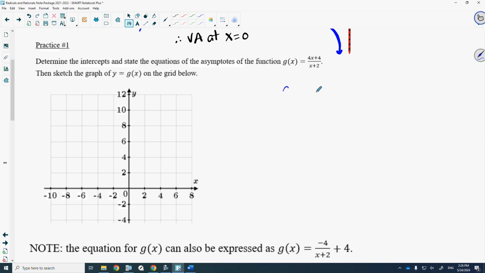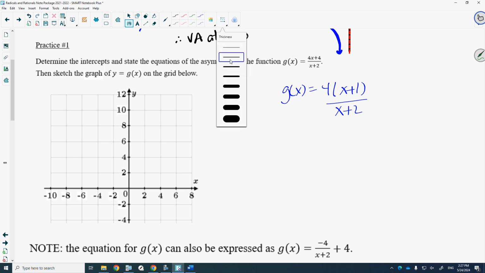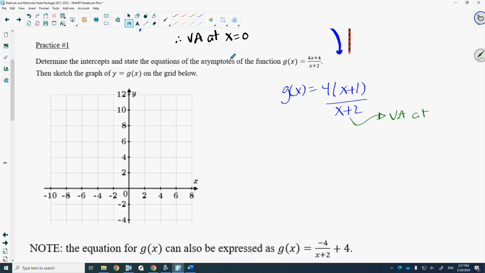So we always want to factor. g of x is equal to 4 times (x plus 1) over (x plus 2). There is no common factor, so we know that there's going to be no hole in the graph and that this is going to be a vertical asymptote. So there's going to be a VA at x is equal to -2. So let's put our VA in.